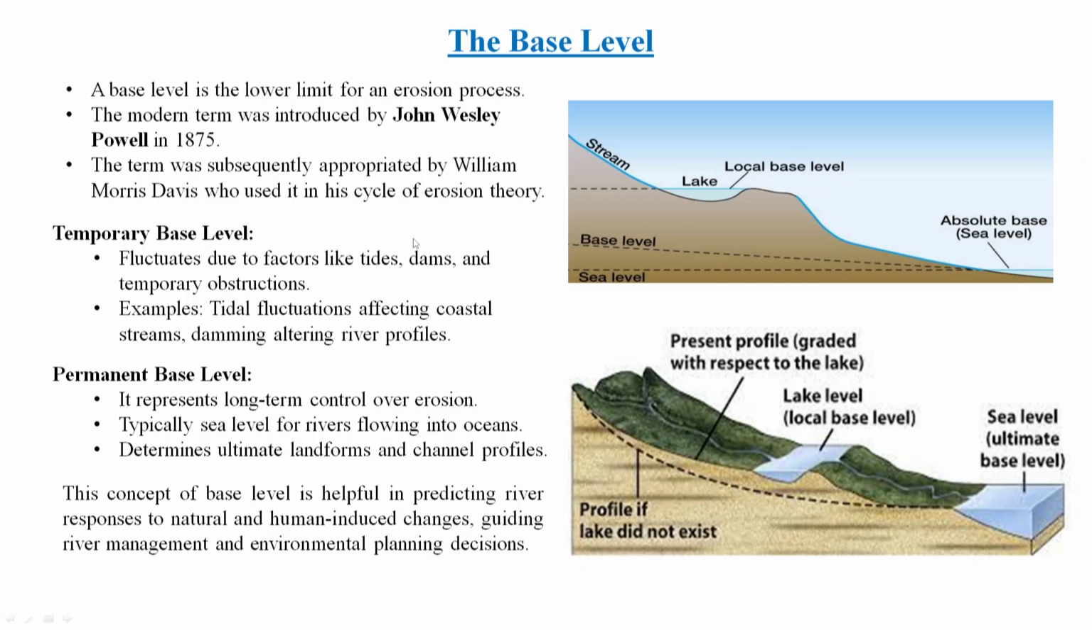So the permanent base level represents long term control over erosion, typically the sea level, and it determines the ultimate landforms and channel profiles, whereas the temporary base level, for example the water level of a lake, fluctuates due to factors like tides, dams and other temporary obstructions. Examples include tidal fluctuations affecting coastal streams, and damming or altering the river profile. So there is a distinction between the local base level with respect to a specific region and the ultimate base level, which is the mean sea level across the globe.